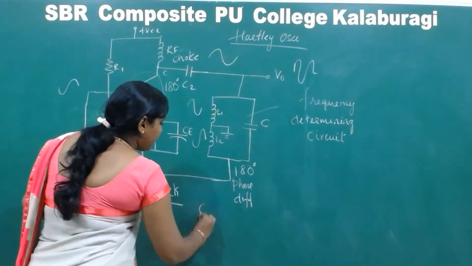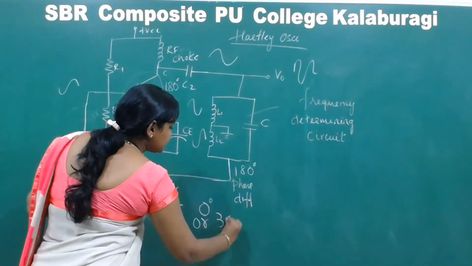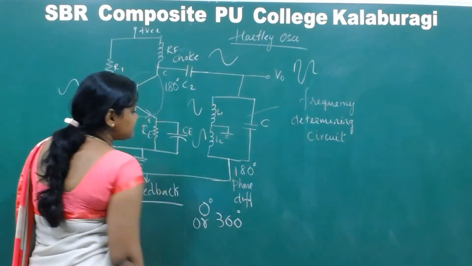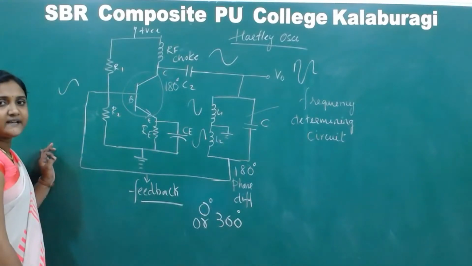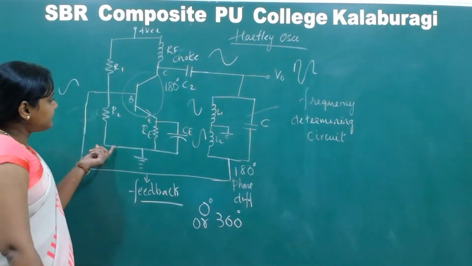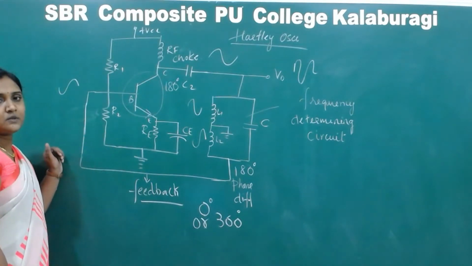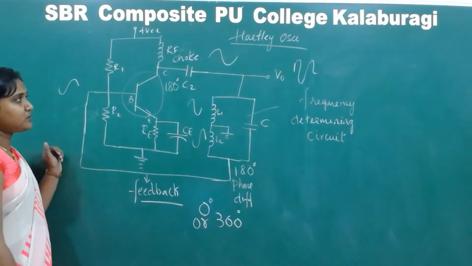So a total of 0 or 360 degree phase difference is obtained. That satisfies Barkhausen's criterion, making the feedback positive. Okay, making the feedback positive.